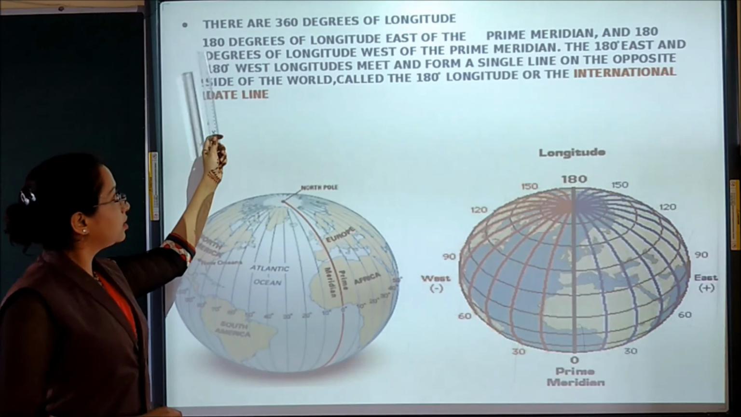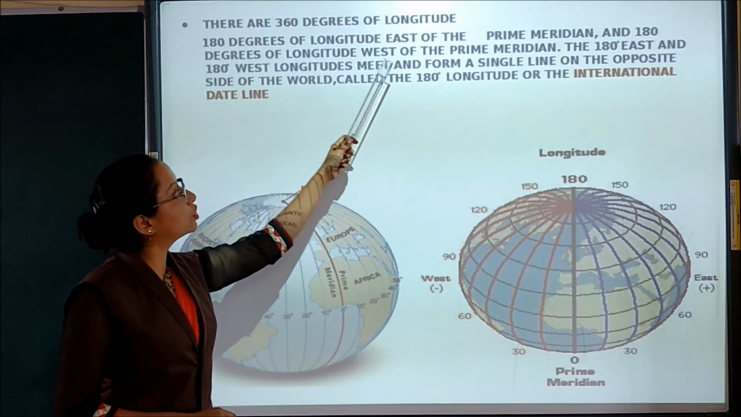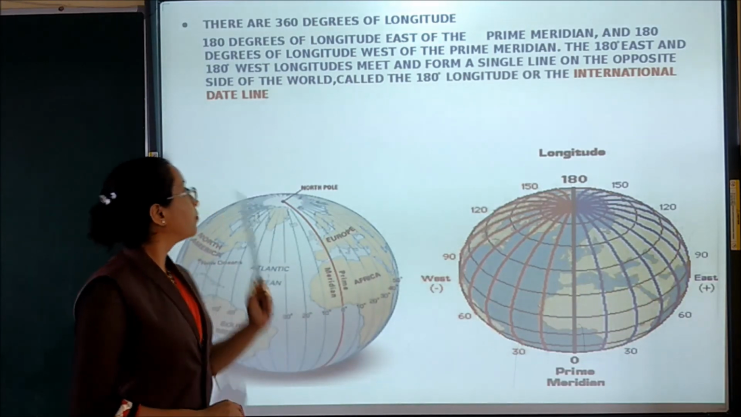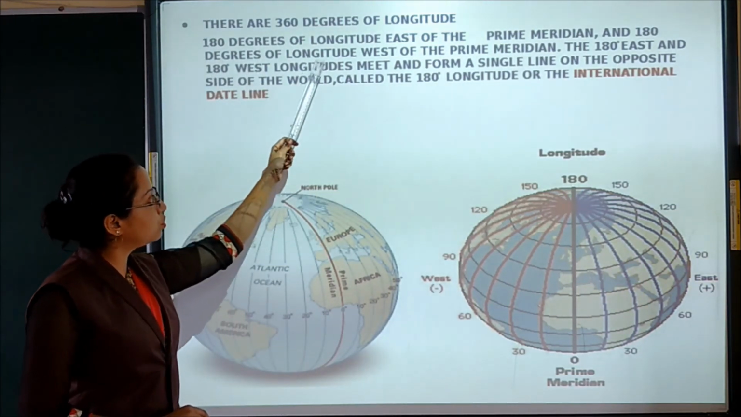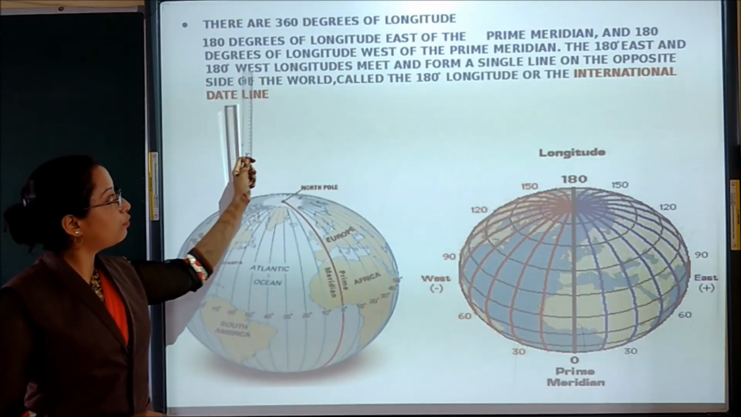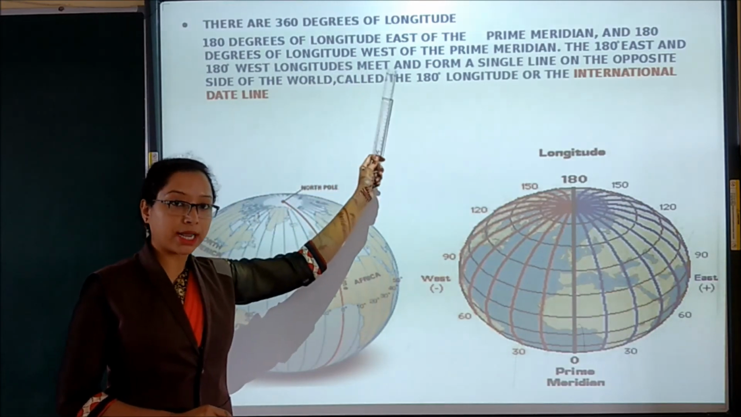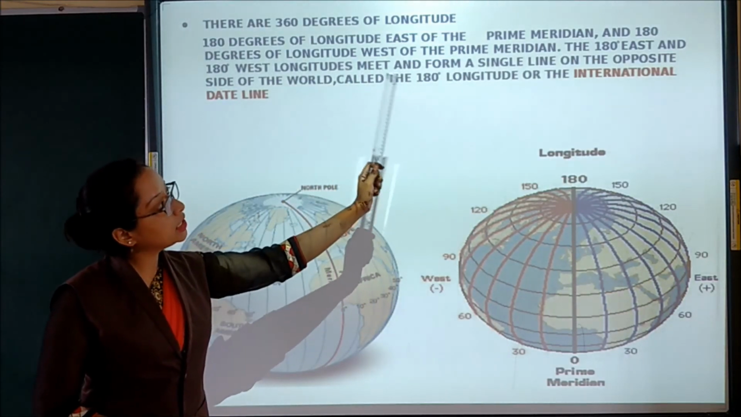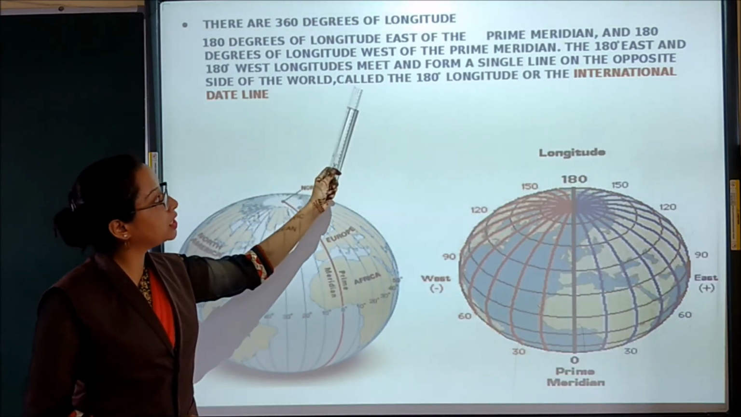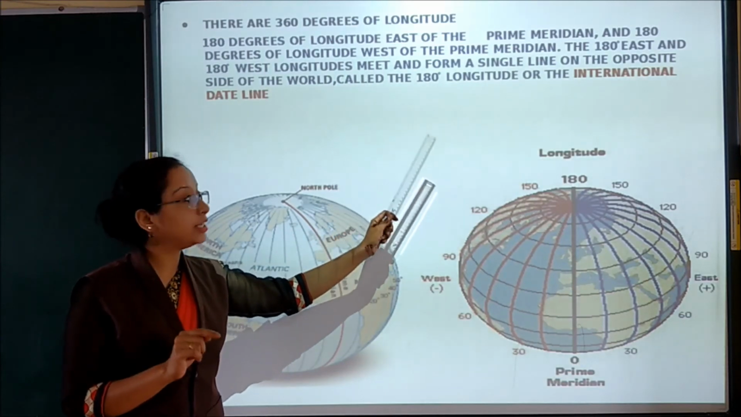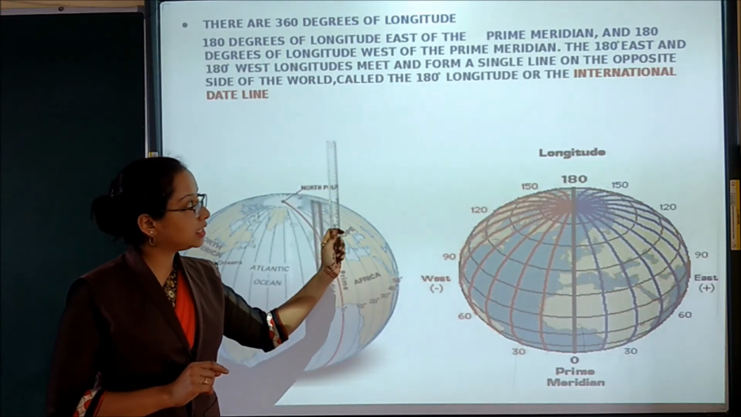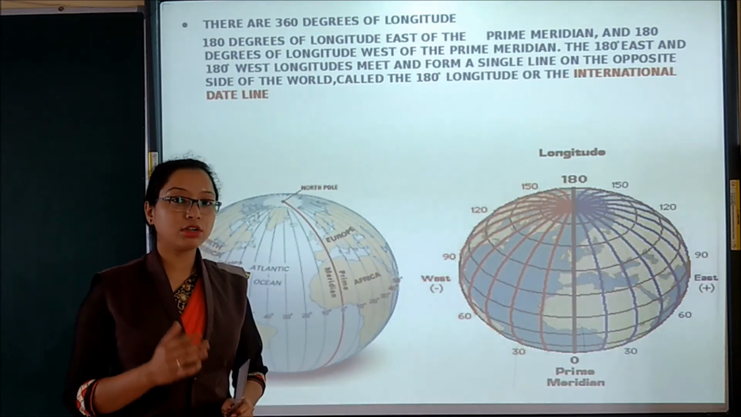Next, there are 360 degrees of longitude. So how many degrees of longitude are there, children? 360. 180 degrees of longitude east of the prime meridian and 180 degrees of longitude west of the prime meridian. The 180 degree east and 180 degree west longitudes meet and form a single line on the opposite side of the world called the 180 degree longitude or the international date line.